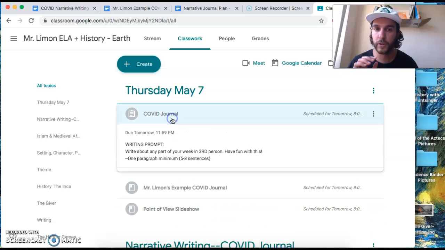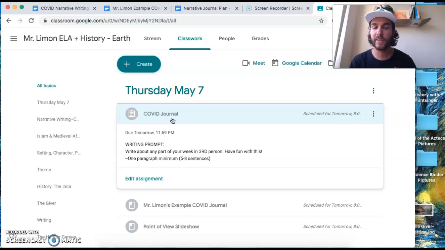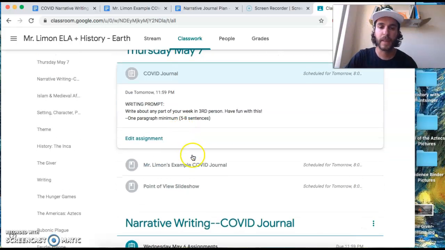So in your COVID journal, that is the actual thing that you need to do. It has a writing prompt. It says, write about one part of your week, any part that you want, using third person. Have fun. I'm asking for a paragraph minimum, which is 5 to 8 sentences. Okay? So you can click that. You'll see your COVID journal. It makes a copy for you automatically.